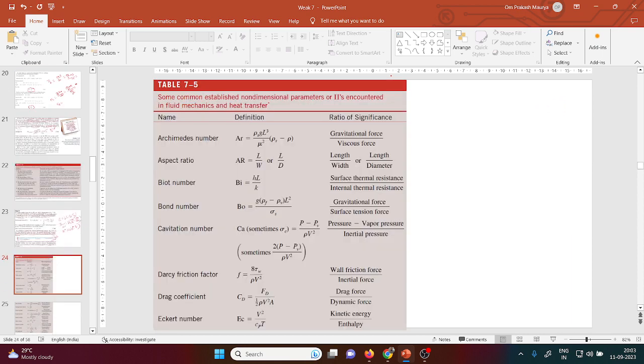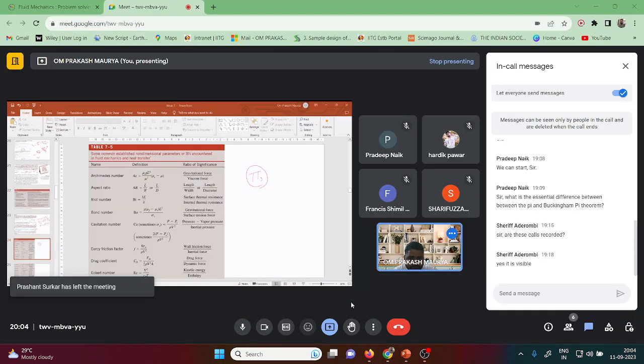So these are some common established non-dimensional parameters, or pi's. Why pi's? Because you have already seen that pi is a non-dimensional parameter. That's why we can say the non-dimensional parameters are also known as the pi's. So in fluid mechanics and heat transfer, you can take a screenshot of this.